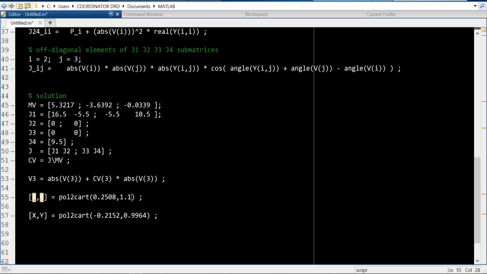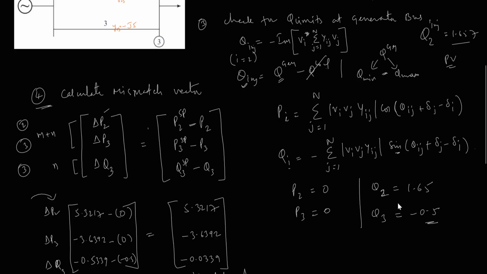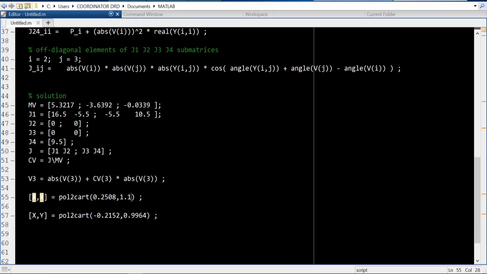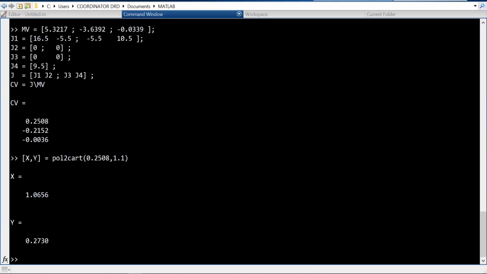And V3, what we have calculated here, magnitude is 0.9964. Okay, so this magnitude, this is angle, this magnitude, and this is angle. I am converting polar to Cartesian. So this one, if I execute this one, what I get is x and y, this is real and imaginary part.